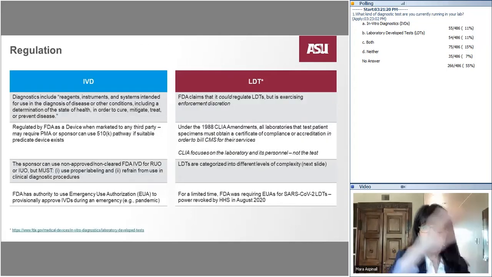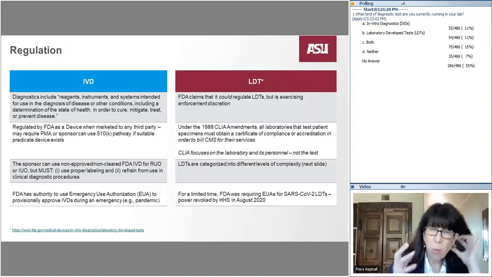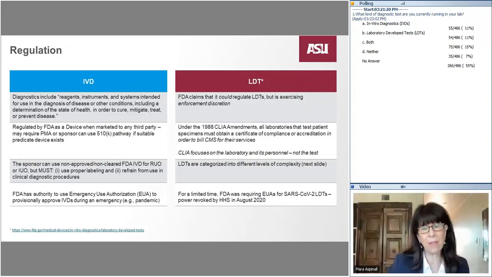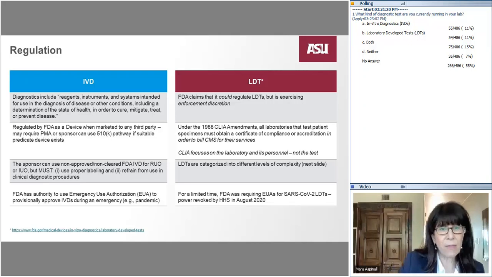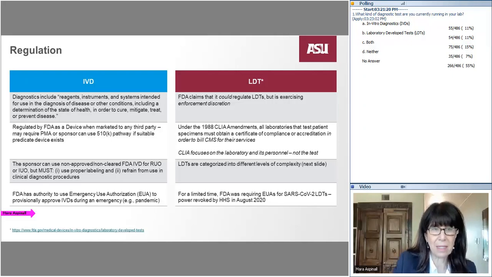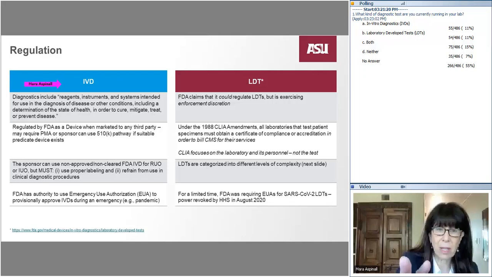So that gives you the overview of the process, but what's happening on the regulation? And I've kind of hinted at a few of these, but I want to go into a little bit more detail about this. Again, in blue on the left, what we have here are diagnostics included in the FDA definition: reagents, instruments, systems intended for the use to diagnose disease or other conditions. And you can read the rest of it, but it's about curing, mitigating, treating, or preventing disease.